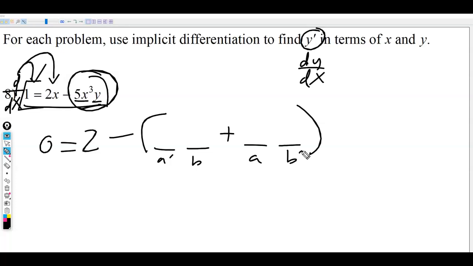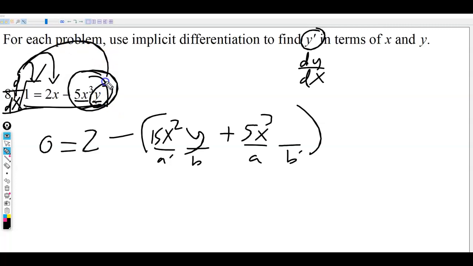So the derivative of a is pretty simple. The derivative of 5x cubed with respect to x is 15x squared. And we don't change the y in this case, we just put it there. Now we're going to put a, 5x cubed, but we are going to find the derivative of y.